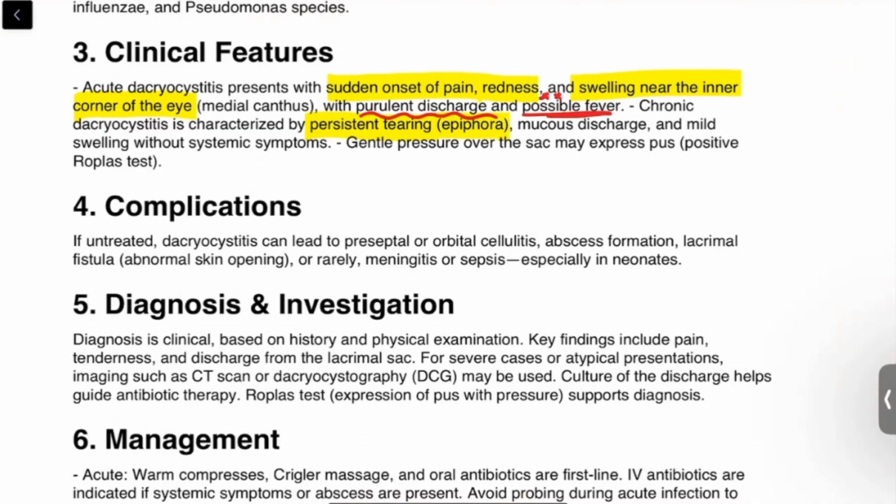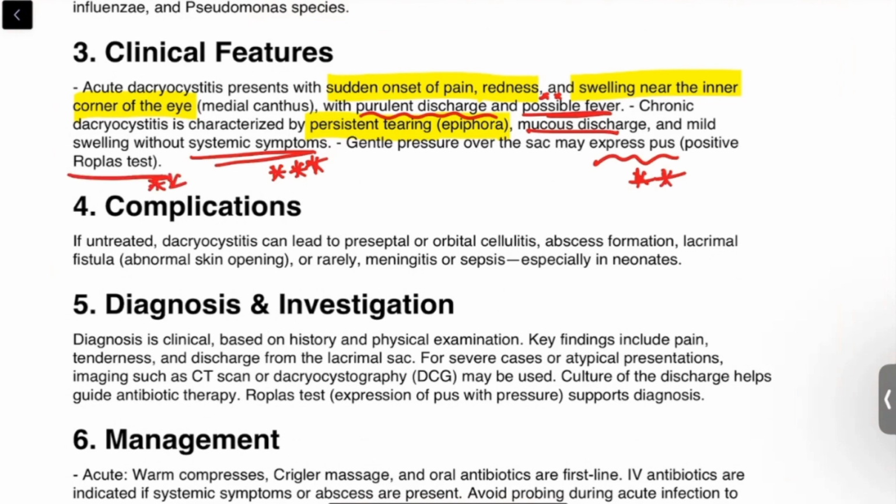Along with this epiphora there will be continuous mucus discharge and mild swelling, but there won't be any systemic symptoms. Once we put gentle pressure over the sac, there may be expression of pus, and this sign is called a positive Regurgitation test.